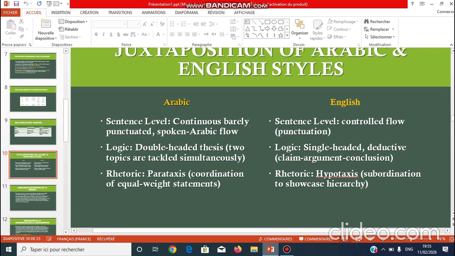On the other hand, the English style is, at the sentence level, controlled flow through punctuation; logic, single headed, deductive, claim, argument, conclusion; rhetoric, hypotaxis, subordination to showcase hierarchy.